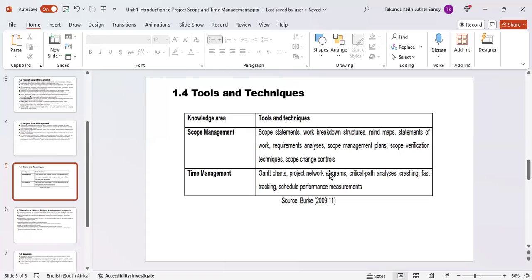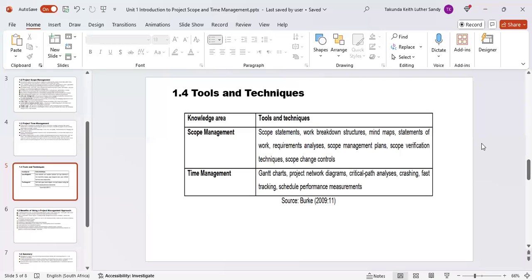Again, under time management, you have Gantt charts. Okay, we know what Gantt charts are: those horizontal bars that show us the duration of activities in a project, right? Project network diagrams. We have critical path analysis. Critical path analysis, we use to find the shortest amount of time that is needed to complete a project. And then you have crashing, you have fast tracking.